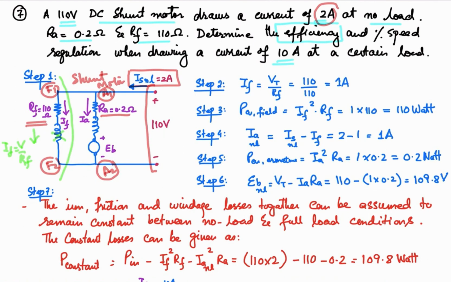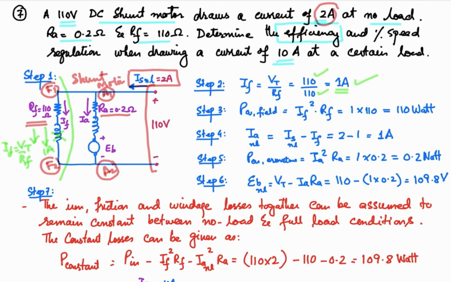So using that we can determine the field current, and that you can see is calculated in this first step, that is Vt by Rf, that is 110, that's the volt we are going to apply, and this is the resistance of the field winding. So 1 ampere is the current in the field winding. So this current is 1 ampere.